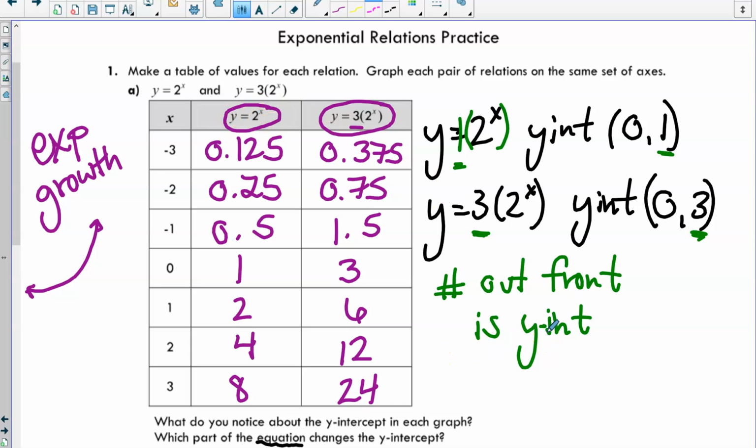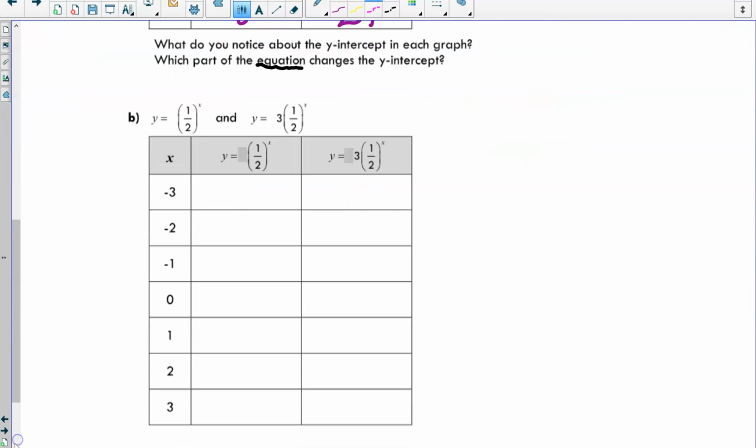Okay, I want to look at another type of graph, very similar, but this time it's 1/2 to the power of x and 3 times 1/2 to the power of x. I know because I remember last week's lessons that these are going to be exponential decay. Alright, so my graph is going to look like this. And I know that because the base number is a fraction or a decimal between 0 and 1.